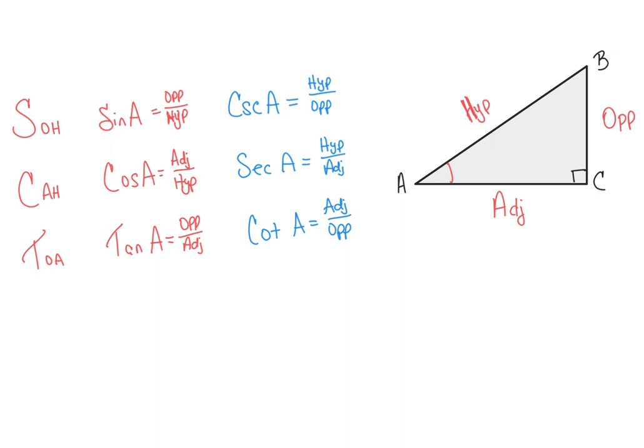So remember, these 6 trig functions are just basically saying I need a ratio between the 2 sides of this triangle based on this angle, all right? So you have SOHCAHTOA, sine, cosine, and tangent, and then you have their reciprocals, cosecant, secant, cotangent.